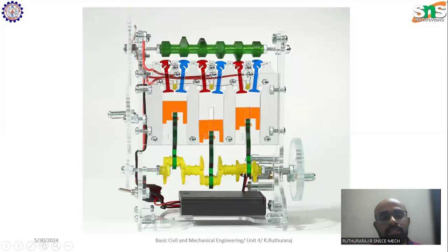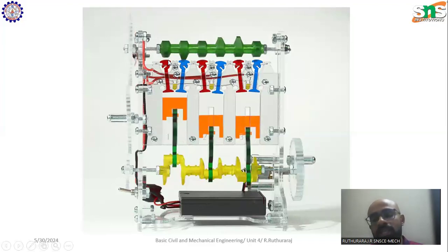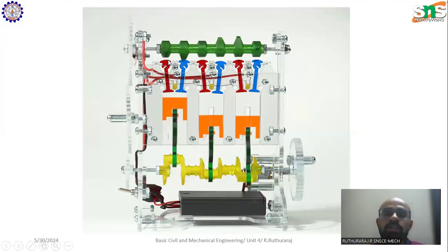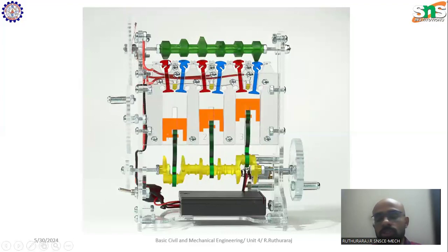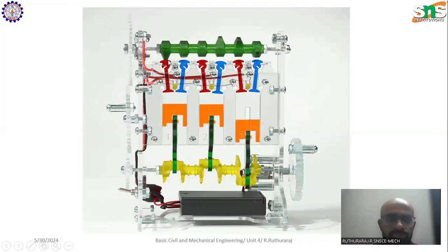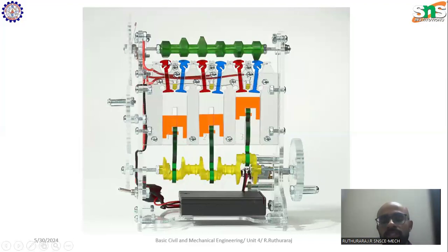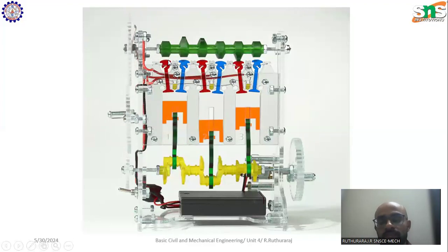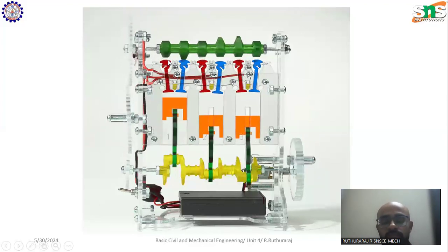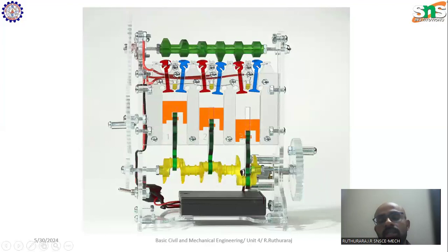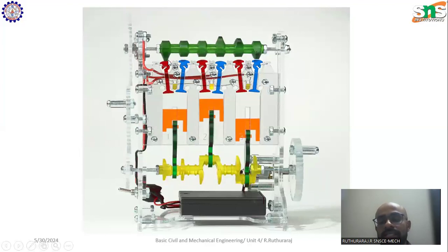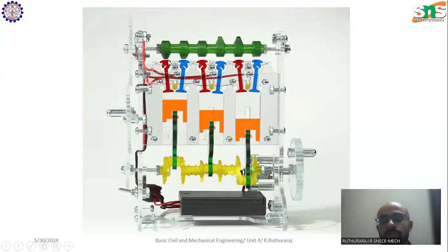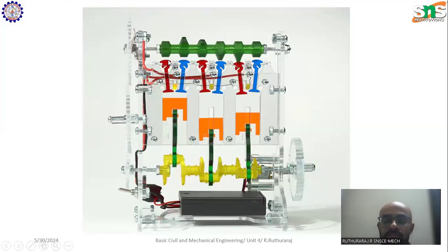Other than that, there is a part called the flywheel, which is used in an internal combustion engine. The purpose of the flywheel I will discuss with you in the next lecture video. So far, we have seen the inlet valve and exhaust valve in the previous lecture itself. We have now discussed the piston, connecting rod, crankshaft, as well as the camshaft. The rest of the components we will discuss in the subsequent lecture.